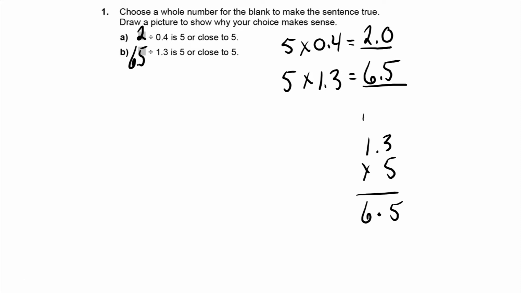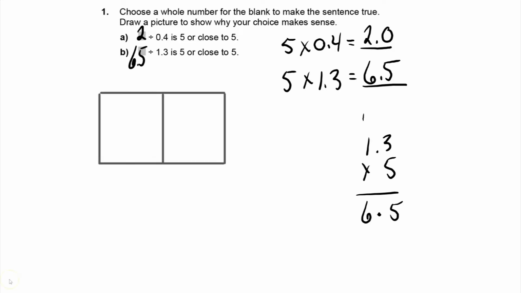Now with this question, we're also asked to draw a picture to show why our choice makes sense. So for part A, I've drawn a shape here and divided it into two, so I have two pieces. And we can see then if I take that whole space and divide it up into 0.4 segments, we'll see how that shakes out. First of all, I'm just going to put a little notch here to indicate the halfway point in each one. So that would be 0.5.